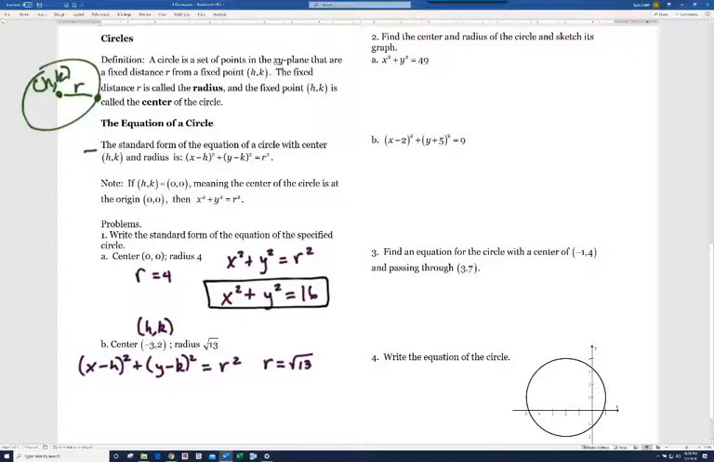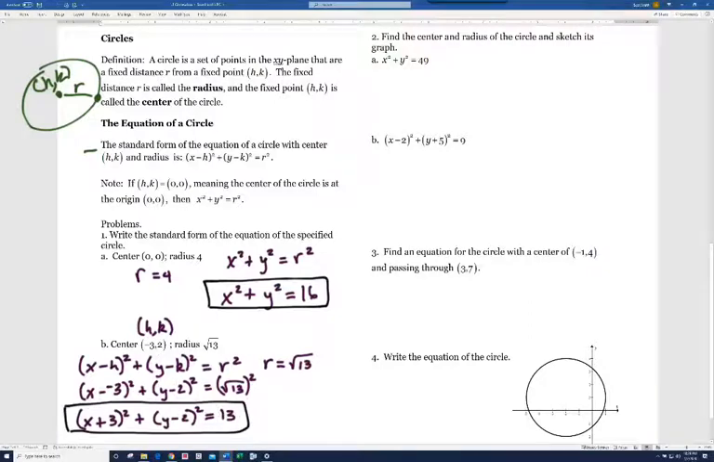Let's go ahead and plug everything in. We have x minus h. Now notice we're subtracting a negative there, x minus negative 3, quantity squared, plus y minus k. In this case, k is 2, so it'd be y minus 2 quantity squared equals the square root of 13 squared. So this is going to become (x plus 3) squared plus (y minus 2) squared equals 13.